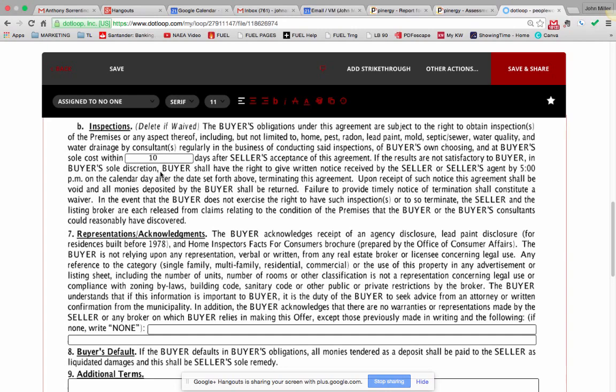It's the buyer's opinion whether or not it's to their satisfaction. It doesn't matter. The listing agent or the seller doesn't have the right to come back and say, oh, well, it's not that bad. Well, it could be that bad to the buyer, and it's the buyer's discretion to determine whether it's that bad or not. The buyer shall have the right to give written notice received by the seller or the seller's agent by 5:00 p.m. on the calendar day after the date set forth above.